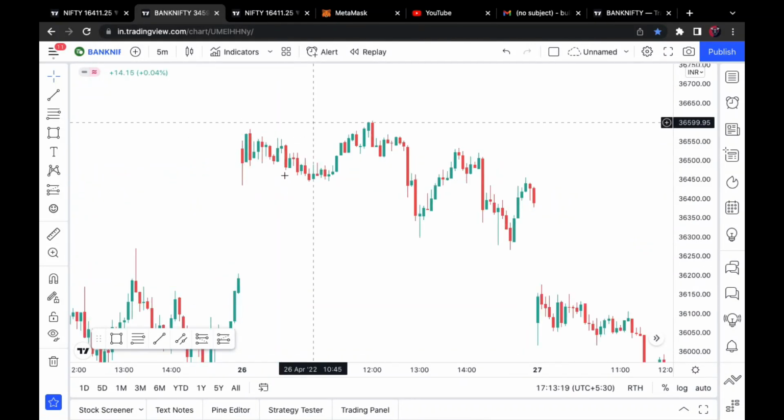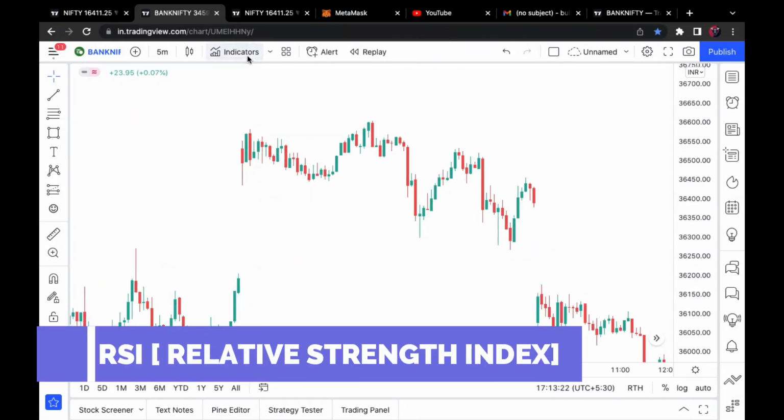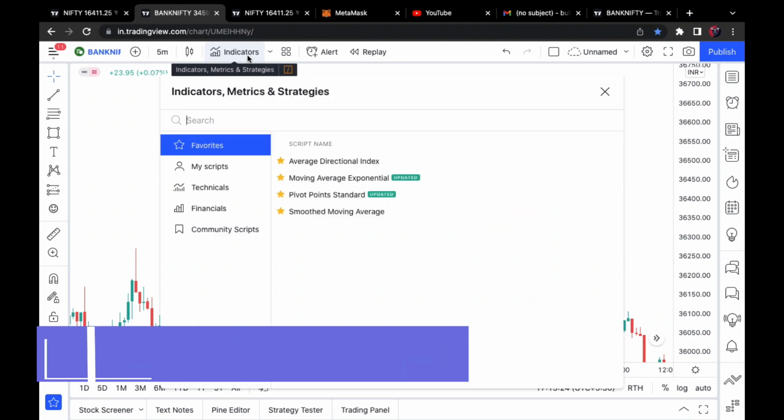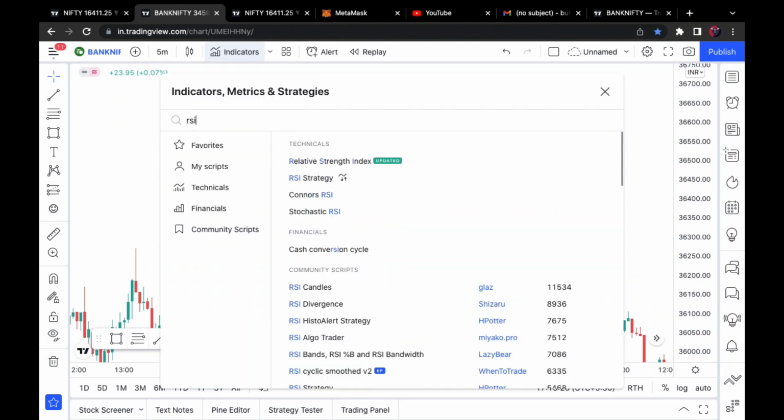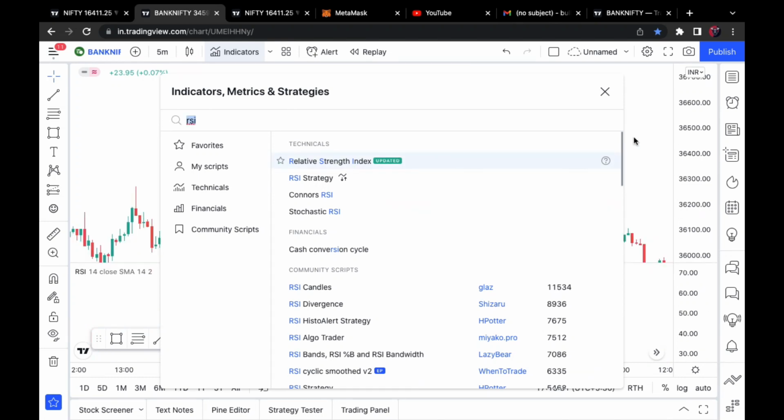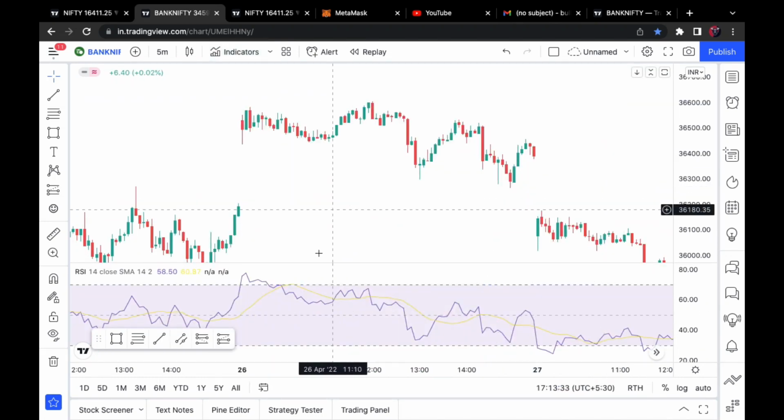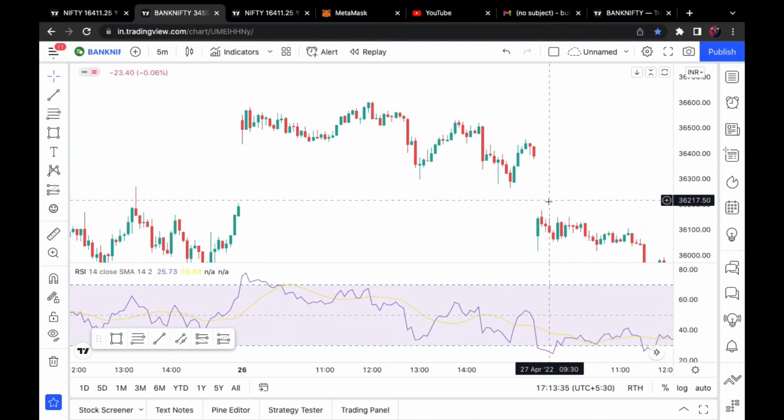So the next indicator I will choose is the RSI. First come to the indicator section and type RSI. The full form of RSI is Relative Strength Index. This indicator tells you the strength of a particular index or a particular stock.